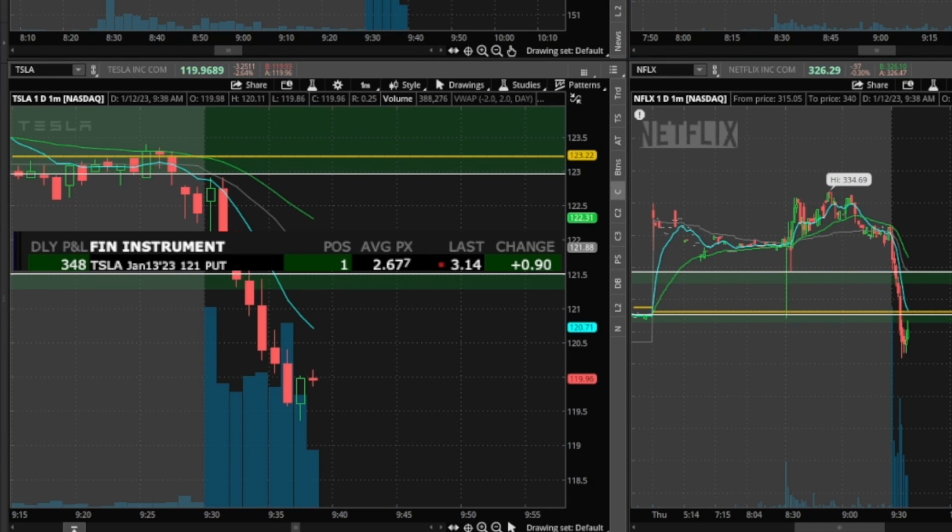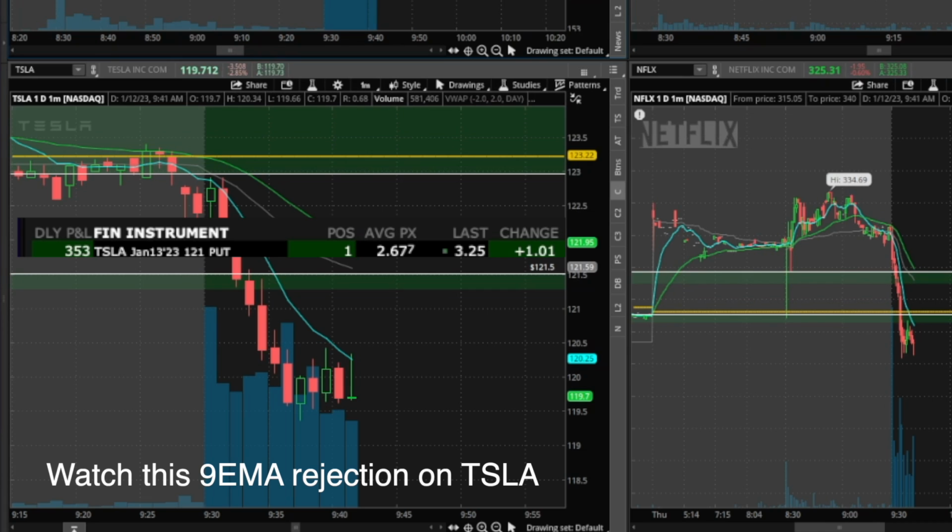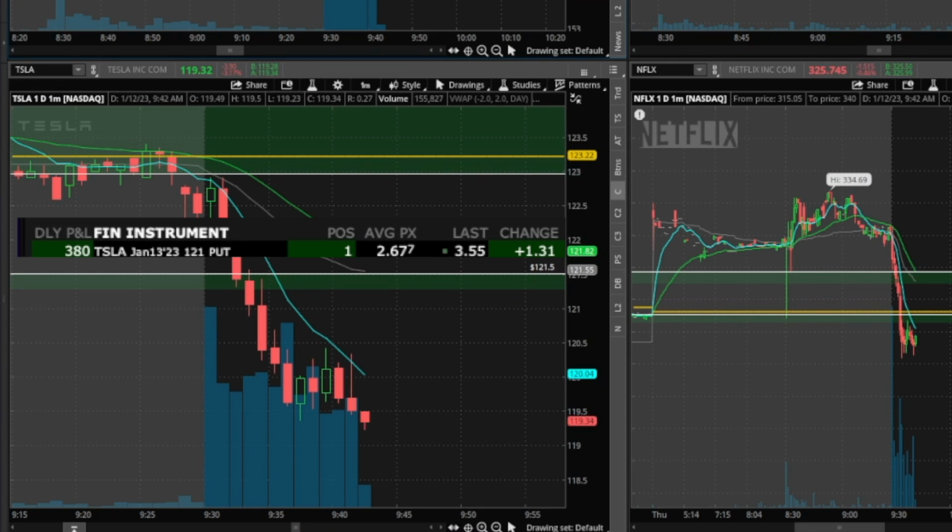9 EMA. Just let that milk out the one last contract. Can't really hurt me. Look how clean that was. Look at that. Let's watch that. Really nice rejection on Apple, guys. Textbook break and retest right there. Hopefully it follows through for you. That's really what you're hoping for now.